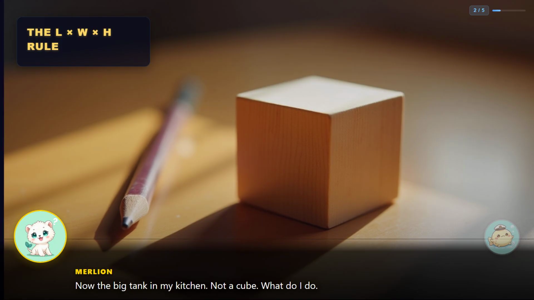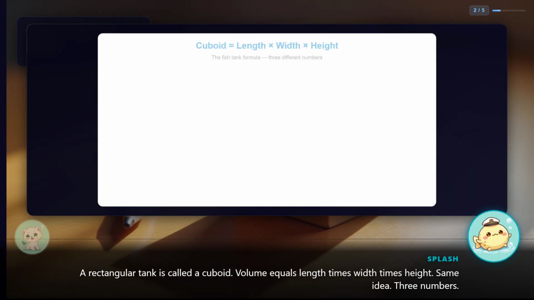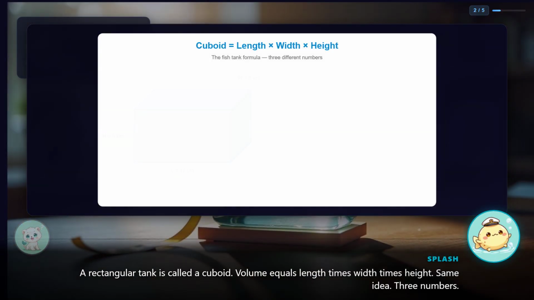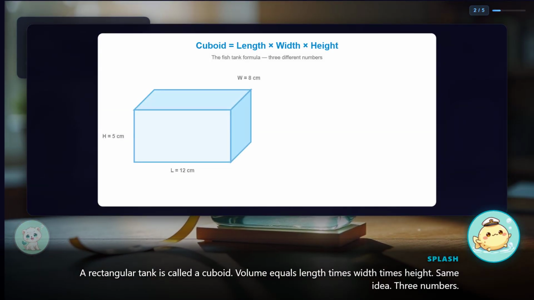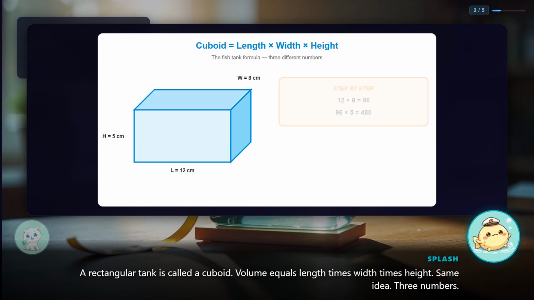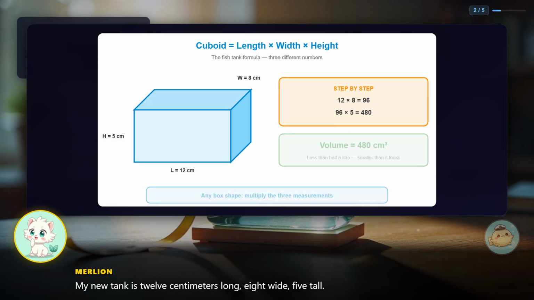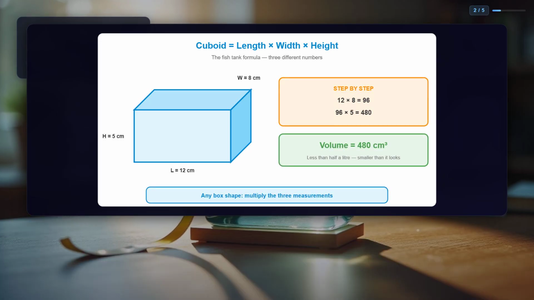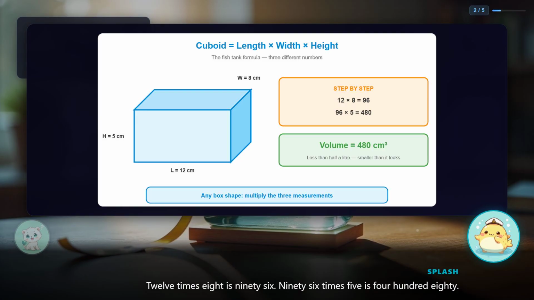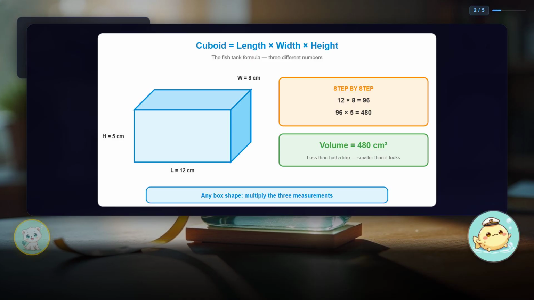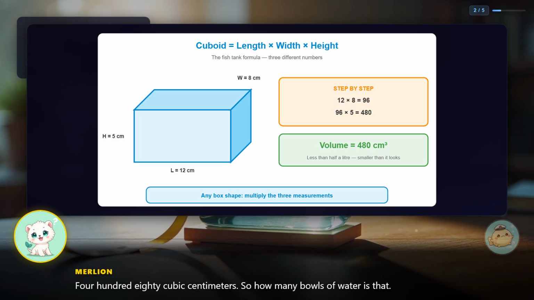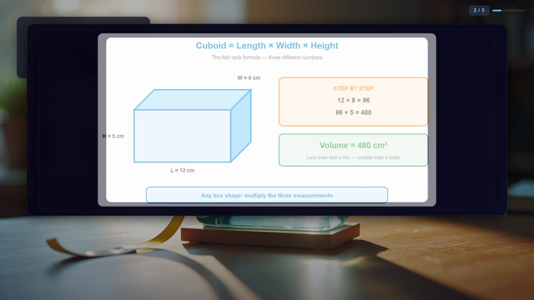Not a cube. What do I do? A rectangular tank is called a cuboid. Volume equals length times width times height. Same idea. 3 numbers. My new tank is 12 centimeters long, 8 wide, 5 tall. 12 times 8 is 96. 96 times 5 is 480. 480 cubic centimeters. So how many bowls of water is that?